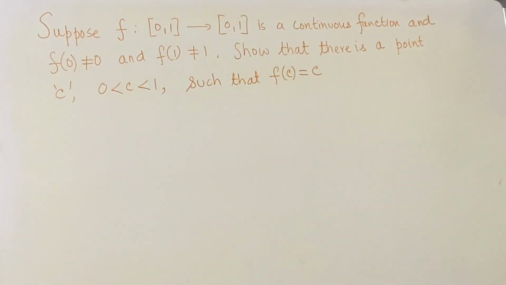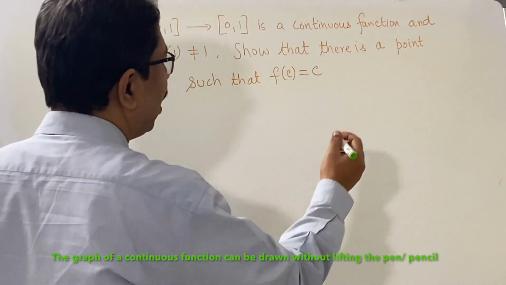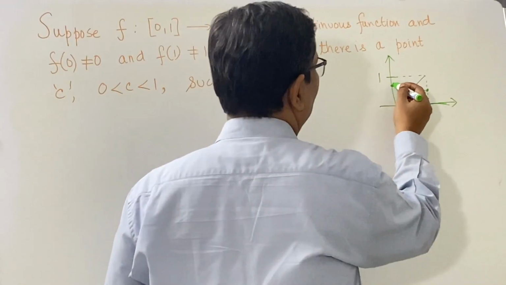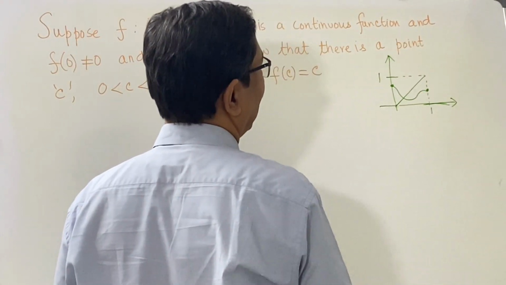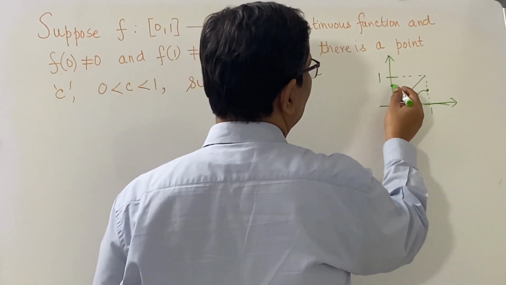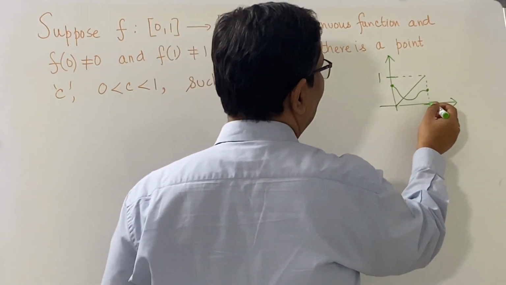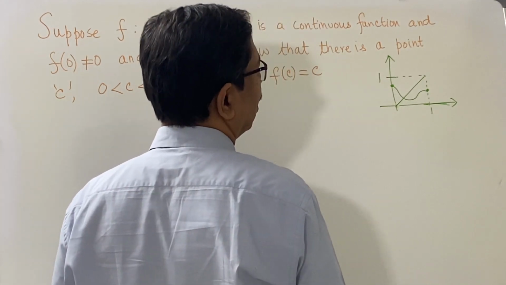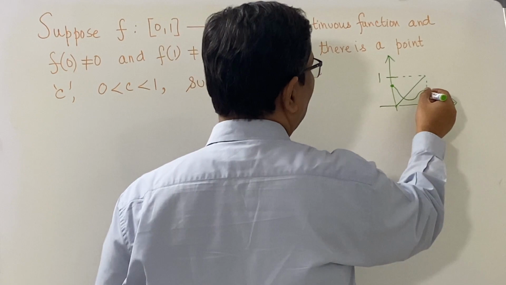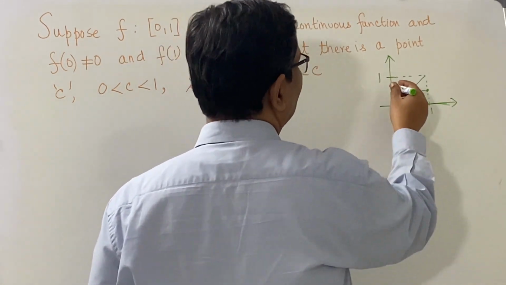f(c) is equal to c. Now, note that we can think of a continuous function as one which can be drawn without lifting the pencil. We can look at this graph. So, this curve is f. f(0) is a number which is greater than 0 but less than 1. Similarly, f(1) is greater than 0 and less than 1. And f is a continuous function, so it can be drawn without lifting the pencil.